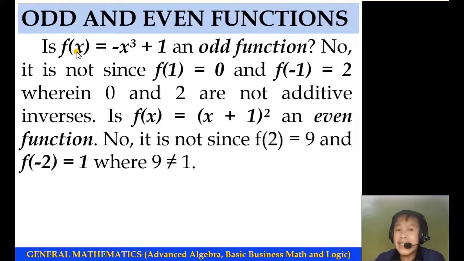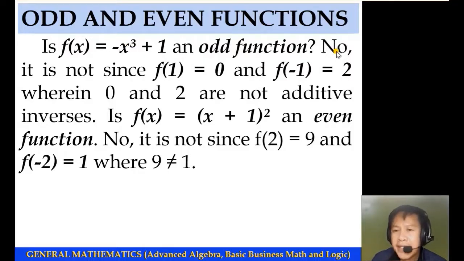Now, is f of x is equal to negative x raised to 3 plus 1 an odd function? Why do we need to test if this particular function is an odd function? Because the degree is 3. And it is very impractical to test this particular function whether it is an even function or not, because the degree is 3. That is why we are going to test whether this function is odd, because of the highest exponent of the function.